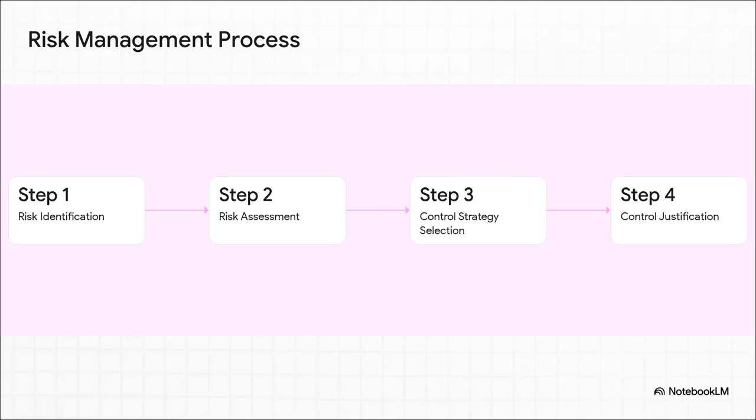It's this really clear four-step cycle. First, you just identify everything that could possibly go wrong. We're talking everything from a hurricane to a hacker. Then you assess how bad it could be, choose a strategy to deal with it, and finally, you have to justify why your plan is the right one.